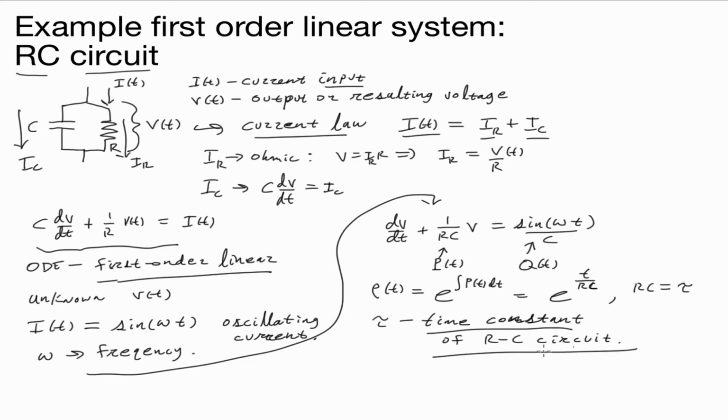Okay, so it's the time constant of the RC circuit. All right, so we have rho. I think I'm going to have to switch to a new page here. I'm going to rewrite this again: dv/dt plus 1 over RC, and that's that tau constant there, times v is equal to 1 over C times sine omega t. Okay. All right, and we found our rho. Rho of t is equal to e to the t over tau. Okay, and I've replaced RC with tau there.